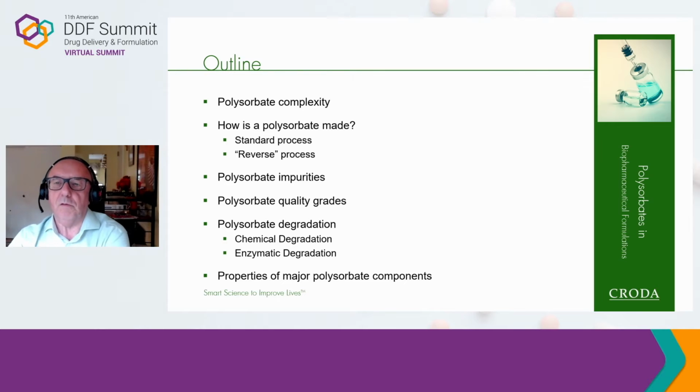In this talk, I'll cover the reasons behind the complexity of polysorbates, the common routes by which these products are made, and some of the major impurities found in them. This will then lead on to an explanation about the various quality grades that are available, and then I'll talk a little bit about polysorbate degradation, and finally some of the properties of the major components of polysorbates.